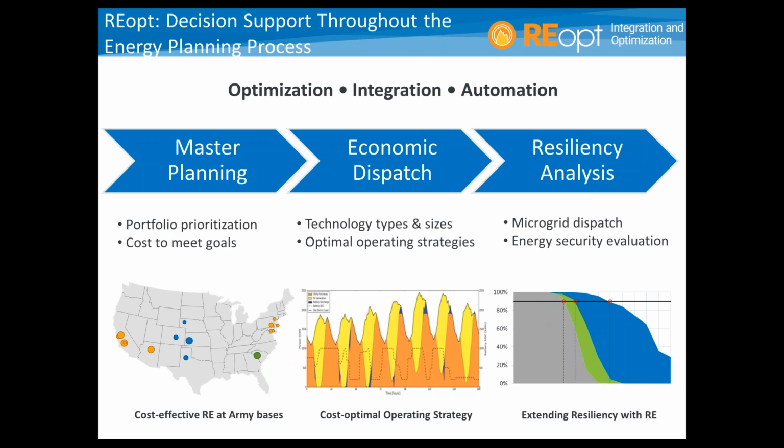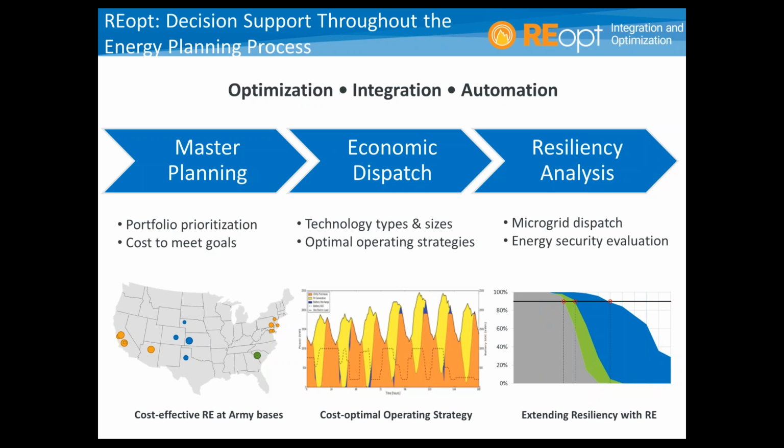When we dive down into sites in more detail in this middle step, we get 15-minute utility interval data. We look at their complex utility rate tariff, and then we can start to refine our recommendations. So again, here we're looking at the technology types and sizes that will minimize the cost of electricity to the site while also meeting their energy goals. And we're also looking at optimal operating strategies at this stage.